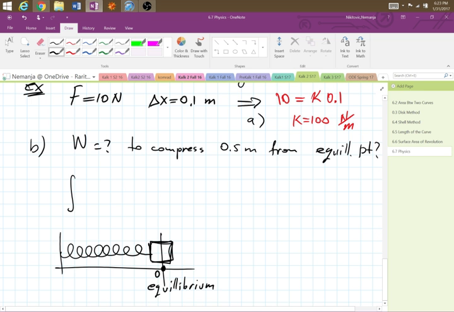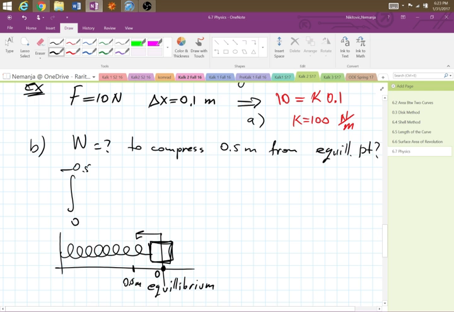They say they want to stretch this. No, yeah, compress, sorry. They want to compress 0.5 meters. So which way do I go? Left or right? Left. So this thing has to go to the left. All right, cool. So those are your limits of integration, from 0 to negative 0.5.